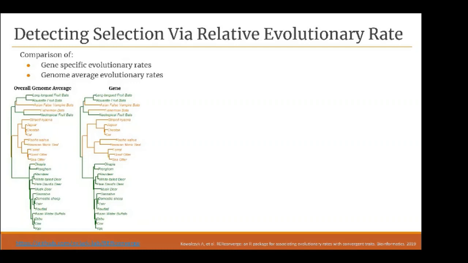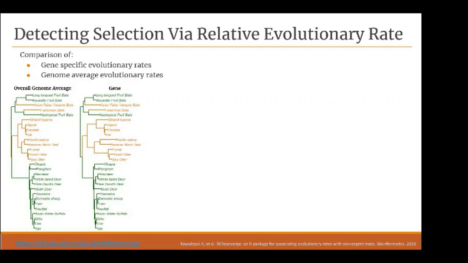The way that it functions is by comparing the evolutionary rate of individual genes as opposed to the genome average. If there's no unique selection on one gene, and it's evolving as every other gene in the genome is, we would expect it to evolve at the same rate as the overall genome. So we detect selection by finding genes which are evolving at different rates from what the rest of the genome would predict.